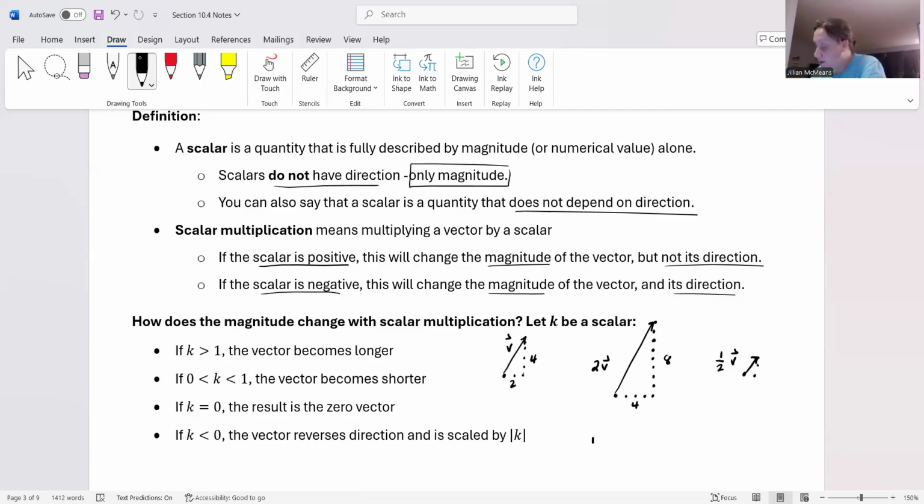Now, if I did 0 times v, I just get a point really. There's no vector. You get the 0 vector, which has a magnitude of 0 and it has no direction. So nothing really happens there.